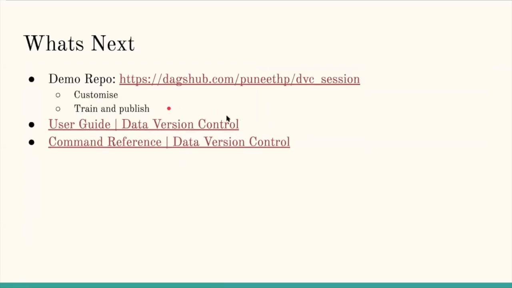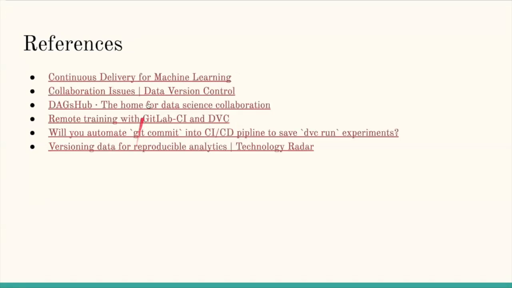This repo is open source. You can clone and run your own pipelines, modify this to suit your data set, and publish and compare multiple experiments to publish the final model. You can go to the user guide to understand what other features DVC has and how we can use them, and the commands, what other commands DVC has. This presentation was influenced by many blogs like Continuous Delivery for Machine Learning, CD4ML, which is present on Martin Fowler's site.